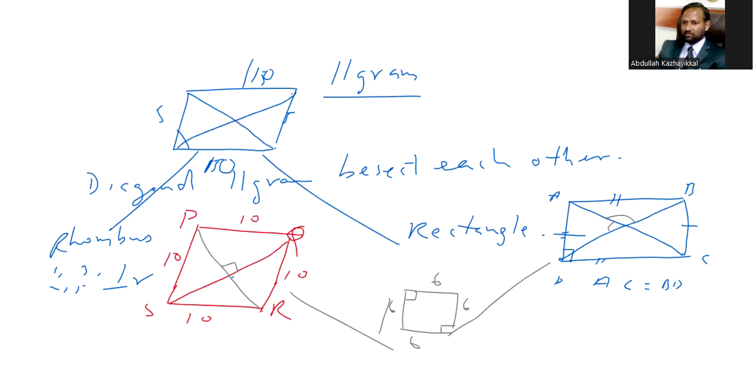So all properties will be inherited. Parallelogram, rhombus, rectangle: square is a rectangle, square is a rhombus, square is a parallelogram, square is a quadrilateral. All properties will be there. Please, square has all properties. Diagonals are equal, perpendicular bisectors. All sides are equal. Opposite sides are parallel. Opposite angles are equal. Parallelogram opposite angles are equal. For square, all angles are 90 degree. For rectangle, all angles are 90 degree.